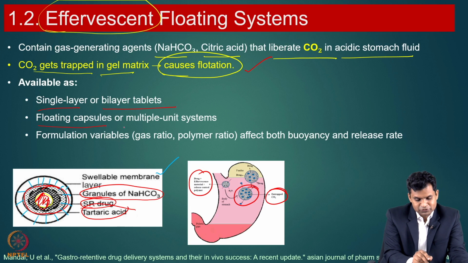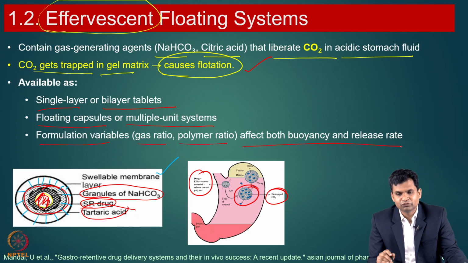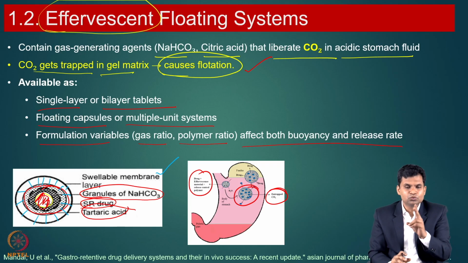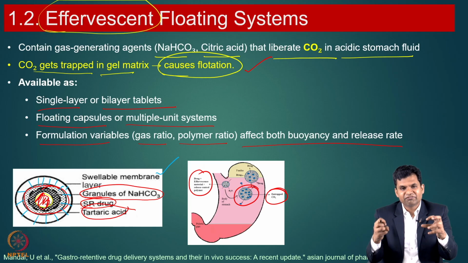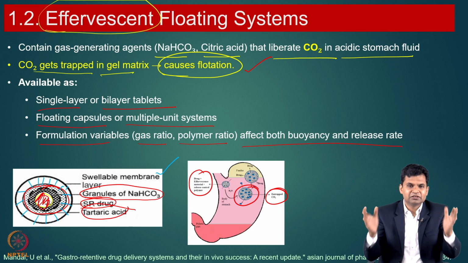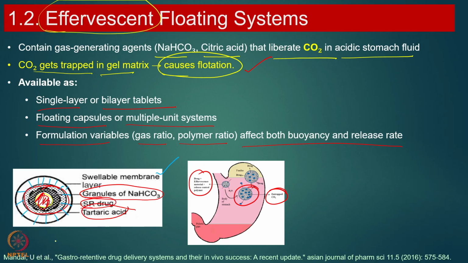We can make floating capsules and multiple unit capsules, and the formulations are variable because of the gastric ratio and the polymer ratio, and that will affect your floating time and the release rate. So, here we need to consider two major ingredients, that is the polymers and the effervescent generating agents. This ratio is very important for the floating of the systems. So, these are the effervescent type of floating systems in the low density gastroretentive drug delivery systems.